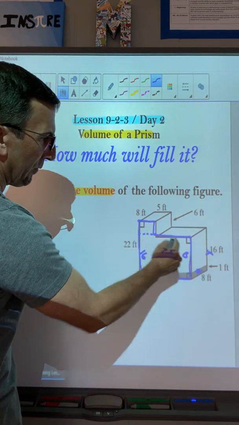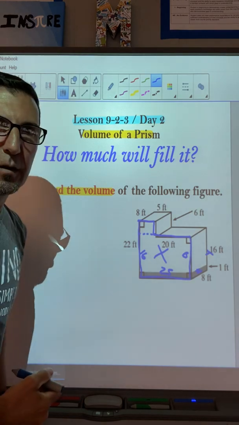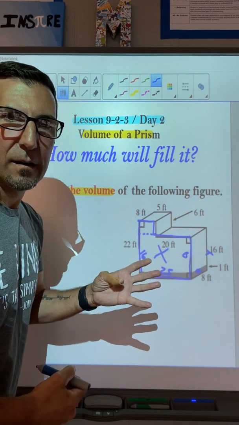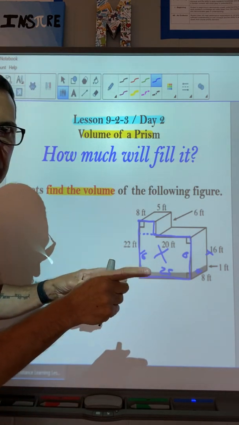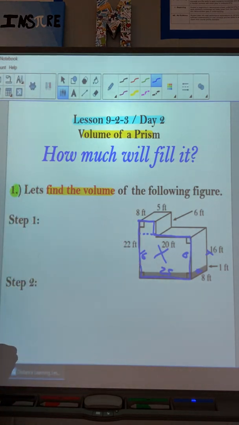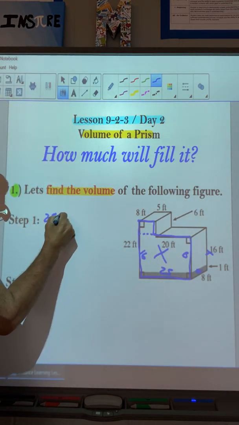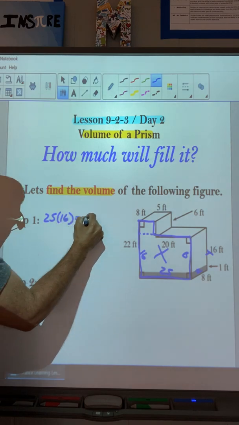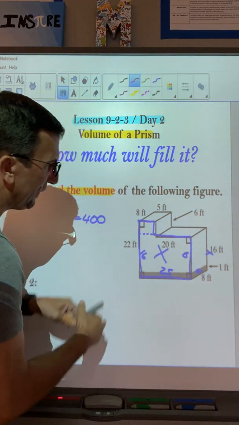So for this area right here, I need 16 quarters. Well, 4 quarters is $1. So 16 quarters is going to be how much? Take a second, figure it out. Yep, so you should have gotten for that first part, we have 25 times 16, and you should have gotten 400.